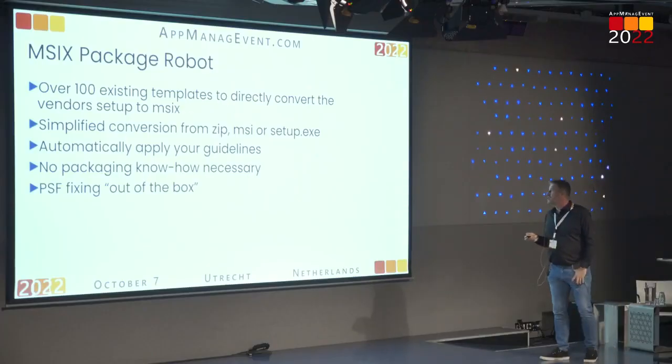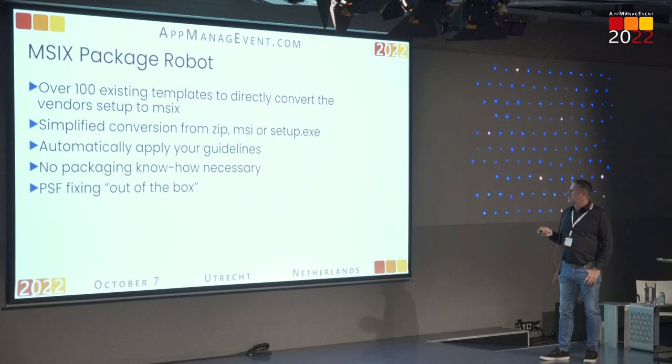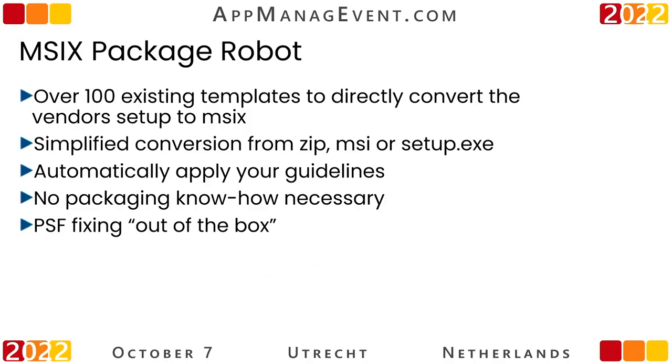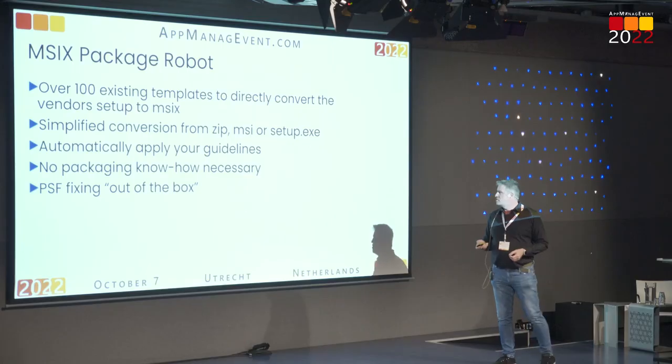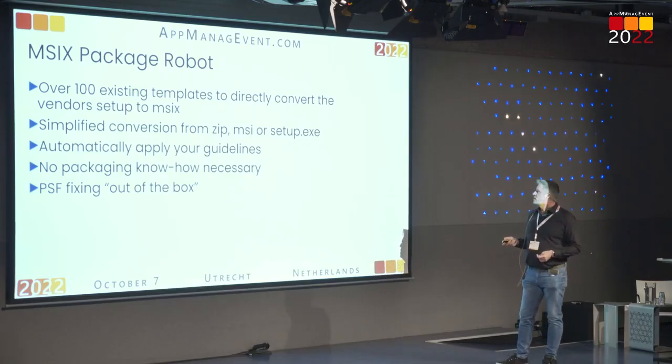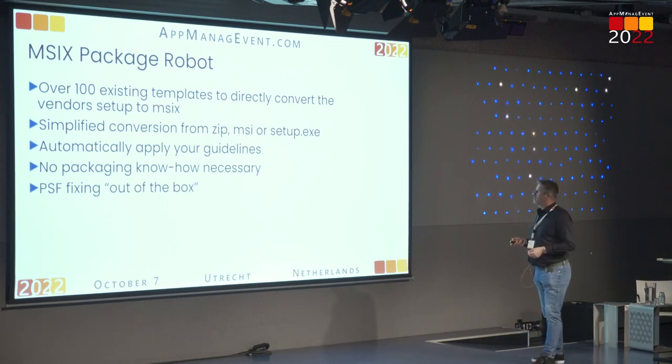Yeah, that's the preview for my second session. We provide like 100 existing templates. So what we do with the package robot is we download, in that case, Firefox EXE directly from the website from Mozilla. We convert it automatically without capturing it. So we basically unzip the original sources, and we convert them to an MSIX. We sign it, and you're really fast to convert it.